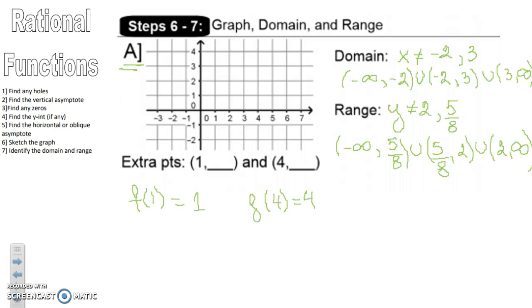So let's see how we put all this together. At the point of negative 2, 5/8, somewhere around here, I have a hole of my function. At the line of x equals 3, I had a vertical asymptote. So we're going to put a dashed line through it. At the line of y equals 2, we have a horizontal asymptote. We're going to put a dashed line going through it. We can also go ahead and plot the points that we calculated.